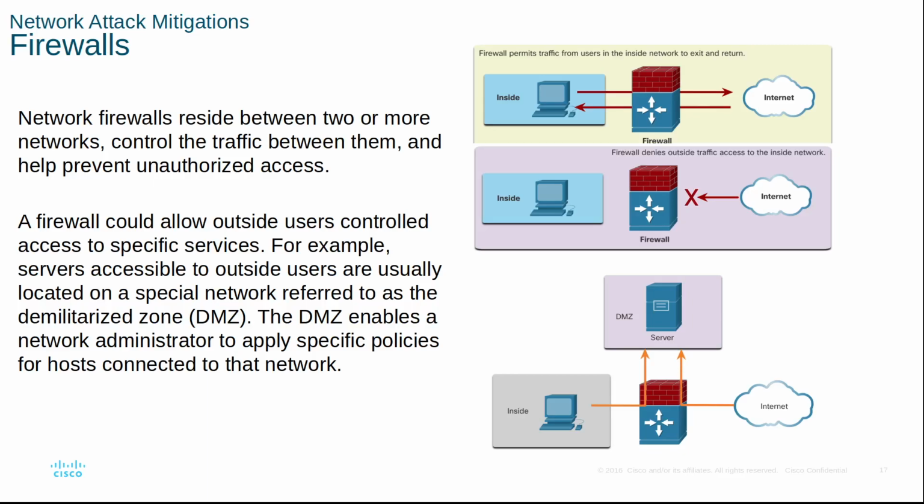Firewalls reside between two or more networks, and they control traffic. They help prevent unauthorized traffic. You could have a firewall to allow outside users access to specific resources internally. This is usually through somewhere separate, referred to as a demilitarized zone. So these are things that require outside access. They usually get segregated off, and that way your network admin can apply specific policies to access to those things, right?